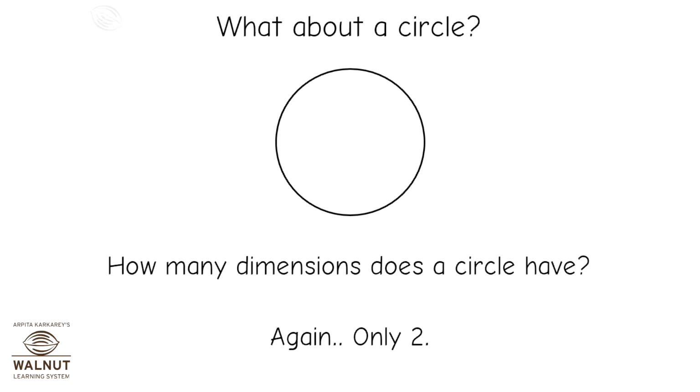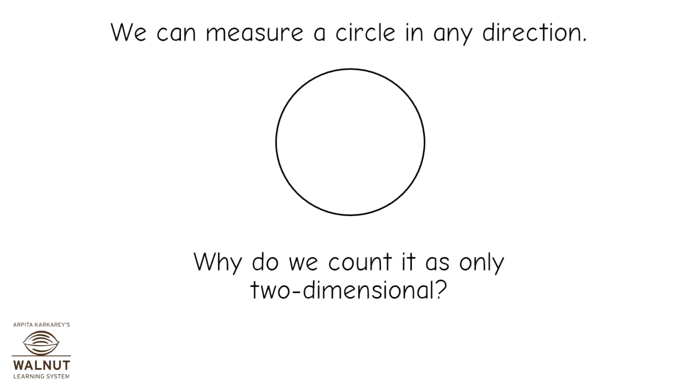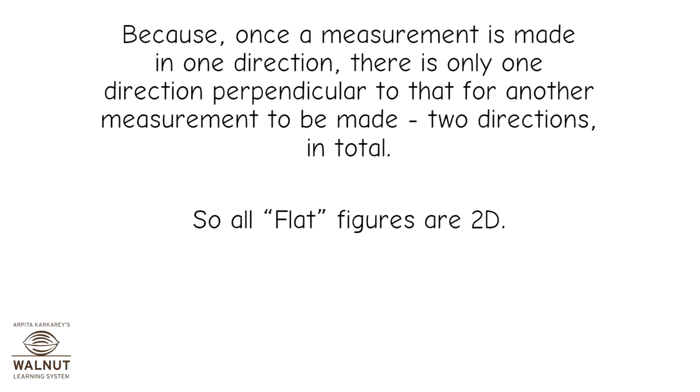What about a circle? How many dimensions does a circle have? Again, only 2. We can measure a circle in any direction. Why do we count it as only 2-dimensional? Because once a measurement is made in one direction, there is only one direction perpendicular to that for another measurement to be made. 2 directions in total. So, all flat figures are 2D.